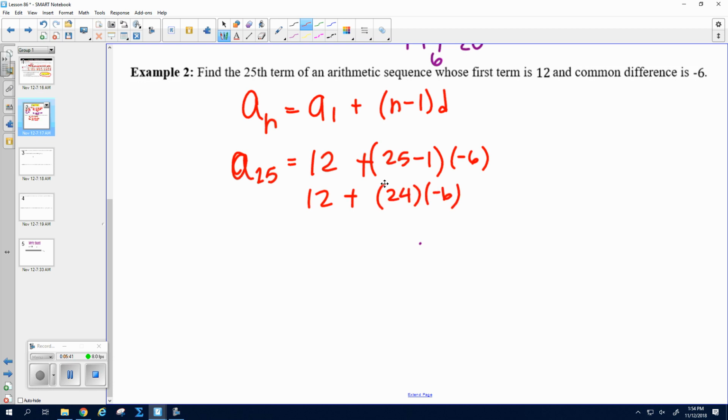And that ends up being 144 right there. It's a -144. And that would be -132. So the 25th term is -132. If we were to start with 12 and subtract 6 25 times, right?